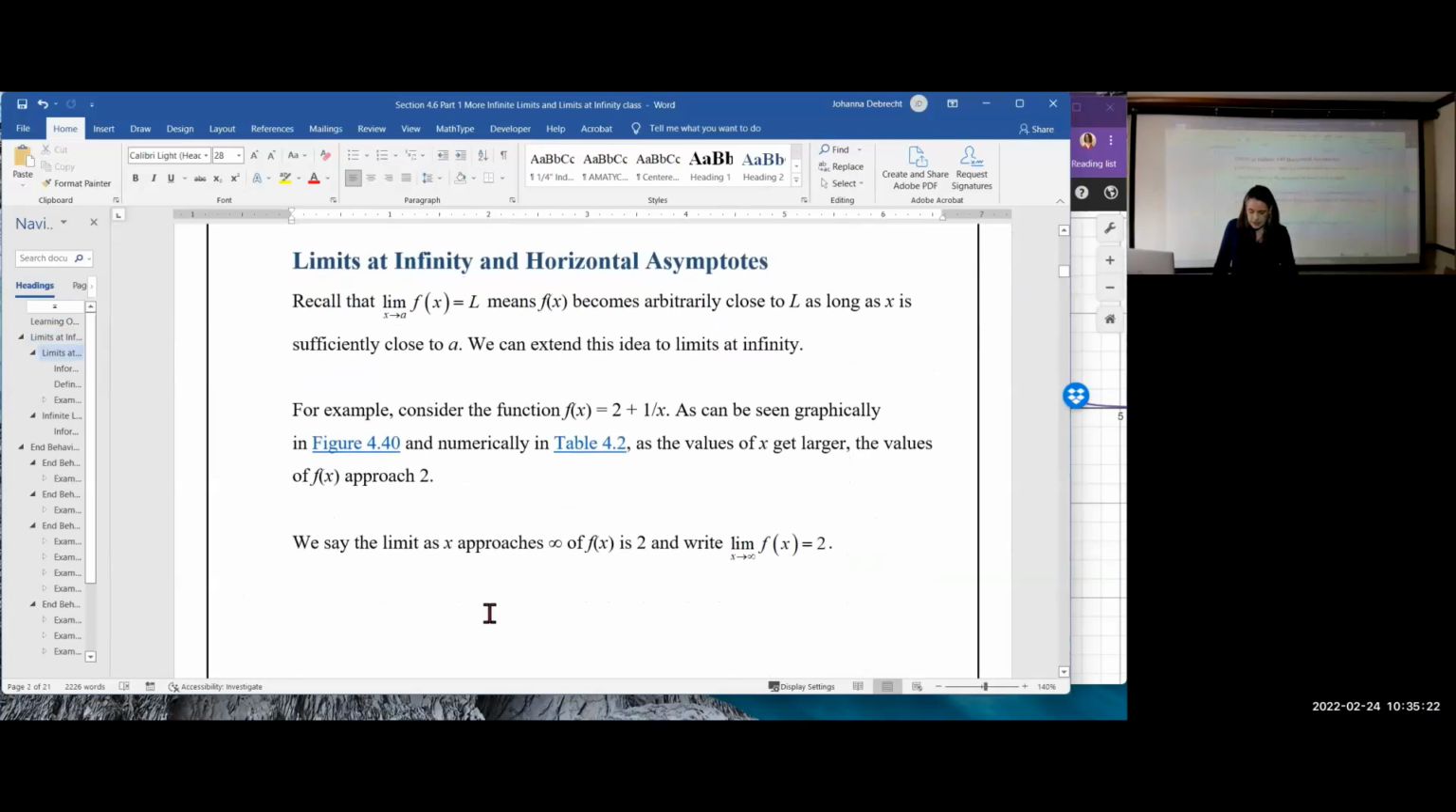Let's talk about limits at infinity and horizontal asymptotes. So what happens as the function goes to the far right or the far left? Do we have a horizontal asymptote? Like we saw in the previous graph, y approached the x-axis as it went out to negative infinity. And that's a horizontal asymptote in the graph.